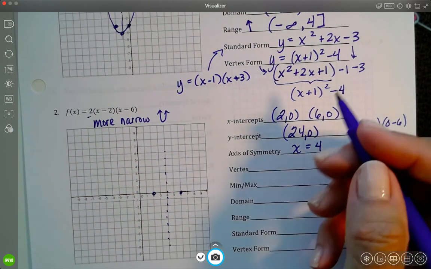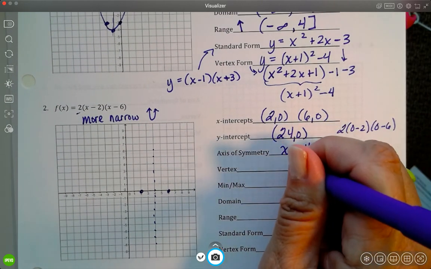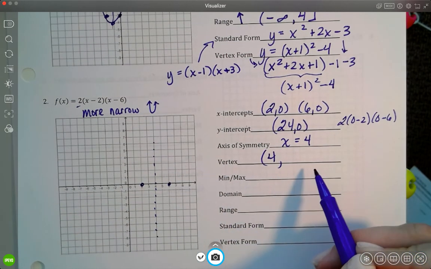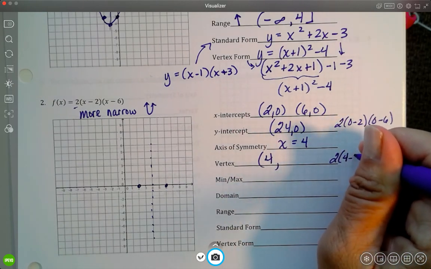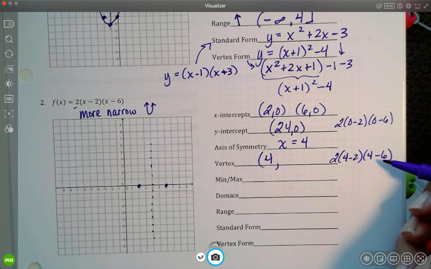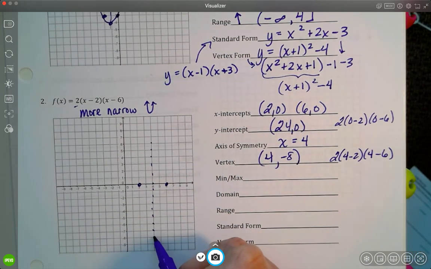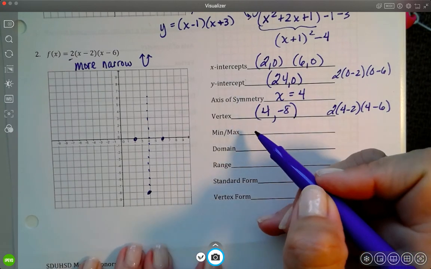How do I find my vertex before vertex form? I just plug in. I already know that the x value of my vertex is 4, because remember it's on the axis of symmetry, but I've got to find the y value. So I'm just going to plug 4 into my equation. So 2 times 4 minus 2 times 4 minus 6, and I get 2 times negative 2, which is negative 4, times 2 is negative 8. Okay, so my vertex is 4, negative 8. I can go ahead and graph that. This is looking good, but you see how it's really narrow? It's really going to be narrow. Okay, what's my minimum, maximum, or which one do I have?